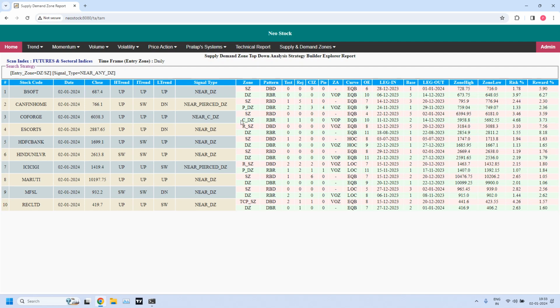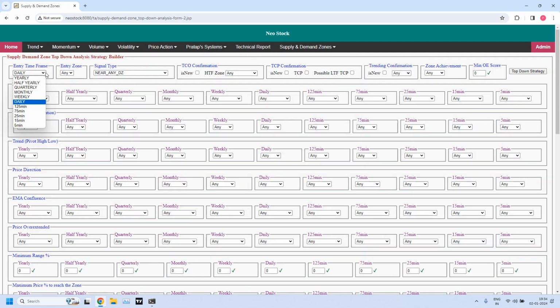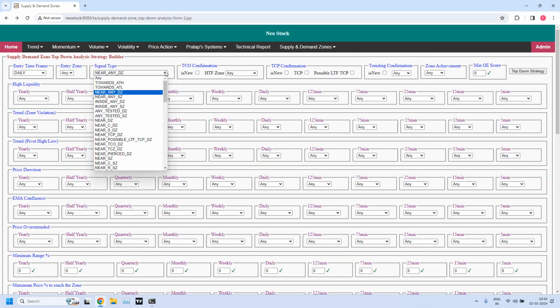So we have Coforge is there, already tested once. Anything else? So only one stock identified, that is Coforge, the high liquidity zone. So let's go back. Entry time frame is daily. Let us find the stocks near daily supply zone.